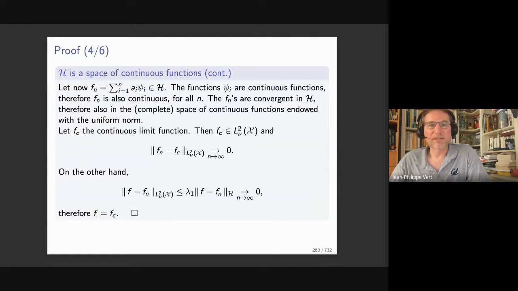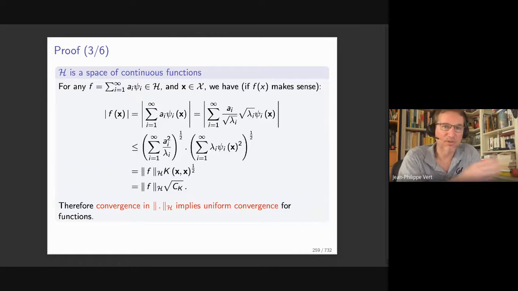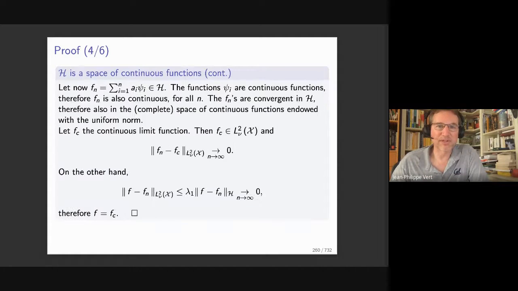All right, so because we have that, if we now take a partial sum for i equal 1 to n of a_i psi_i, we know that all the psi_i are continuous, therefore f_n is continuous. They converge in capital H, therefore also in the complete space of continuous functions. This is using what we just showed, right? If a sequence of functions converges in capital H, they also converge in the infinite norm space of continuous functions. And because that space, the space of continuous functions with the uniform norm, is complete, we know that they have a continuous limit, which we can call f_c.